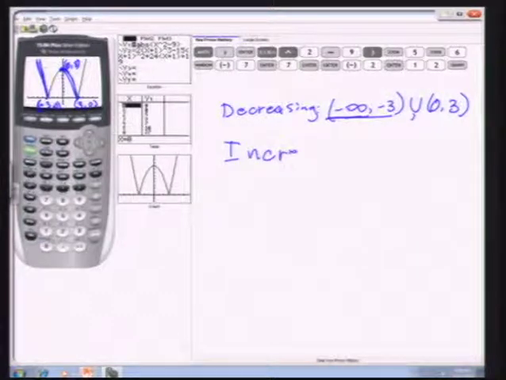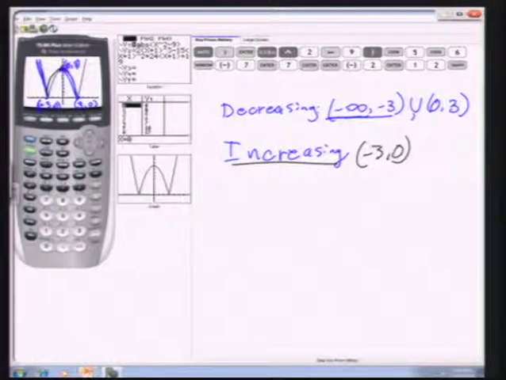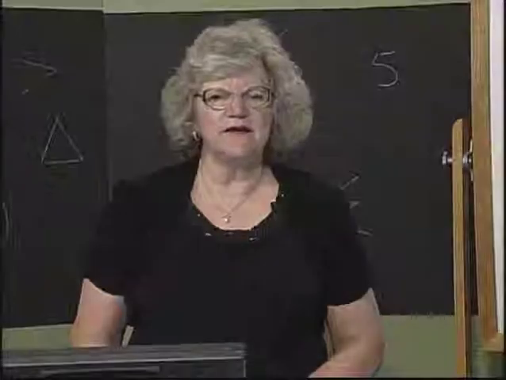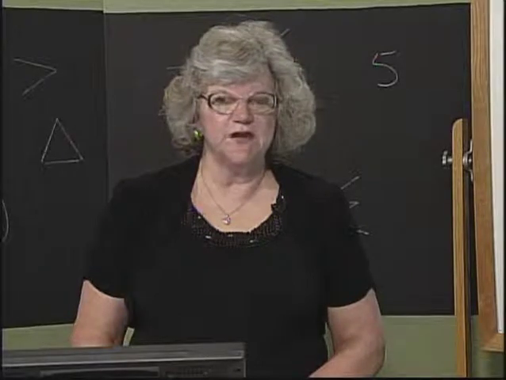Then let's see where our function is increasing here. We're increasing from -3 to 0. And we're increasing right here from 3 out to positive, or towards positive infinity, and use either a comma or the union. And of course constant, we have no intervals where it is constant. Okay, that concludes our increasing and decreasing functions for right now.